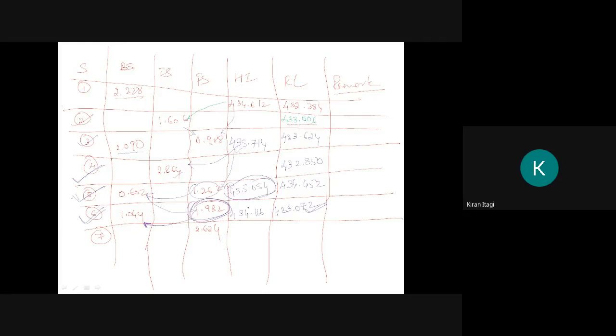434.116. So we have got the height of the instrument. We are at the final station, that is station number 7. We want to determine the RL of this station.